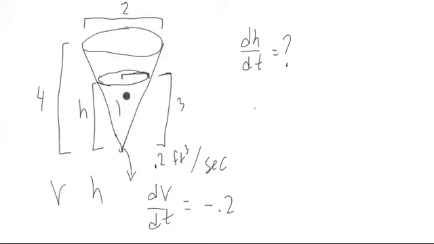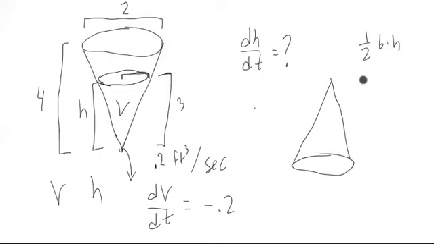So V is the volume of the water in here, and we need an equation that relates V and H. If we think about a cone, it follows the three-dimensional version of a triangle equation. Instead of 1/2 base times height, in 3 dimensions we do 1/3 base times height. The base here is just the area of a circle, so pi times a radius squared, and then you multiply by H.